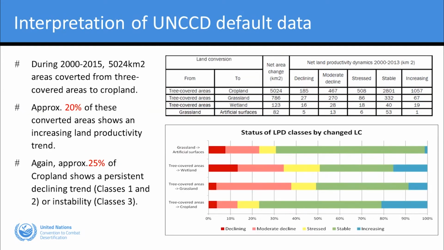When you look at the second table, which is associated with the land conversions, in the Madagascar example, during 2015, 5,024 km² of area converted from tree covered areas to croplands. And when we look into the detail in this conversion, approximately 20% of these converted areas show an increase in land productivity trends. And again, approximately 25% of croplands show a persistent declining trend.